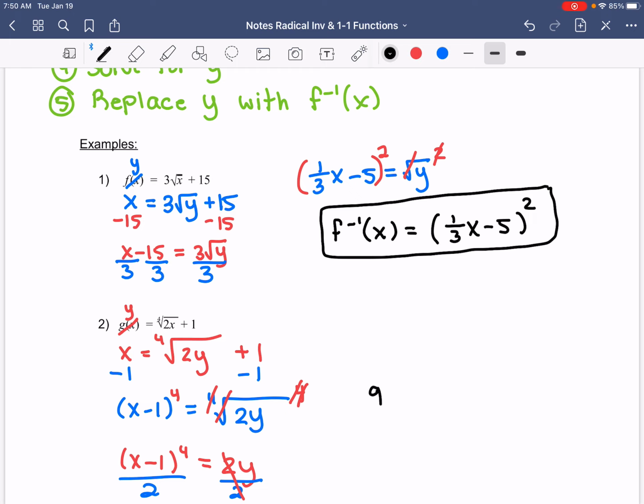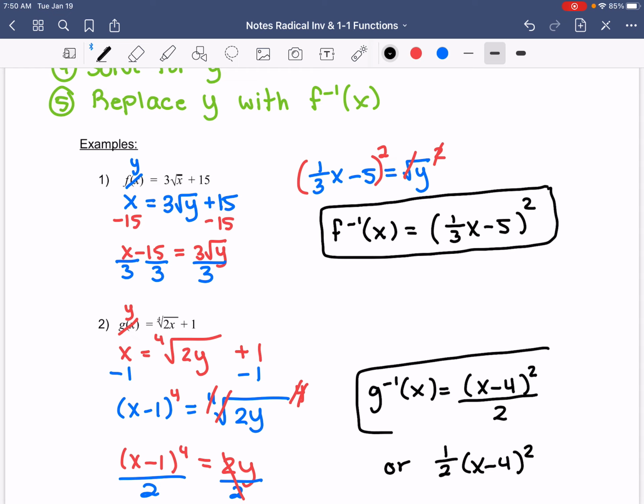I can go to function notation. This is g inverse. So you could either write it as x minus 1 to the 4th all over 2, or you might see it written as 1/2 times x minus 1 to the 4th. You can leave it as one big fraction, but you could also see it as a 1/2 because technically there's a 1 in front of here. So they would write it as 1/2 parentheses x minus 1 to the 4th.